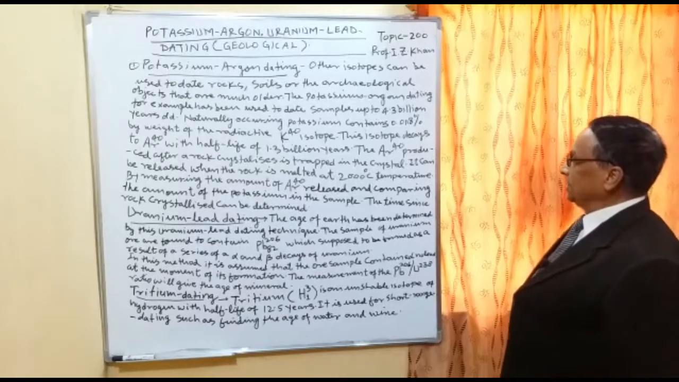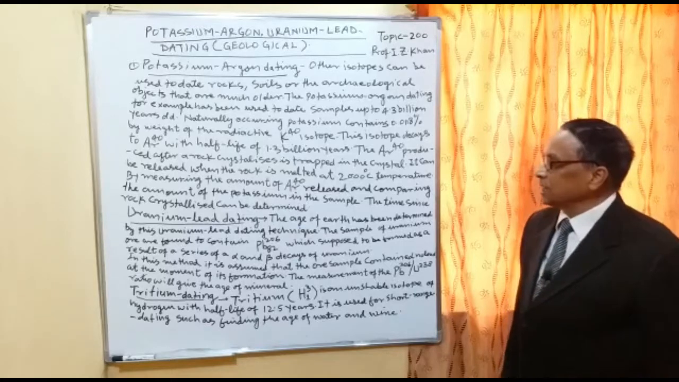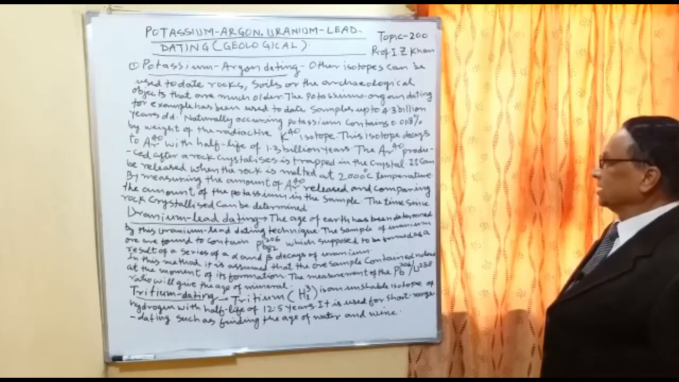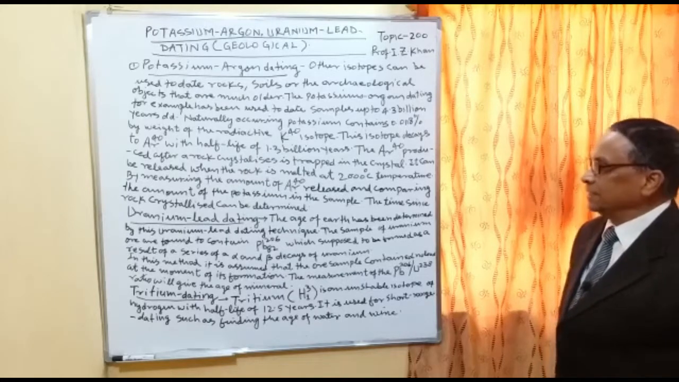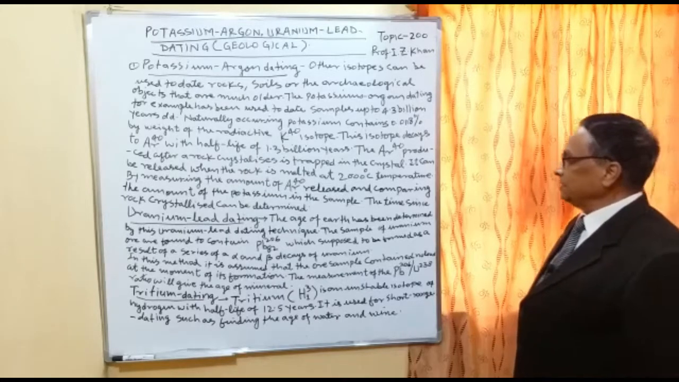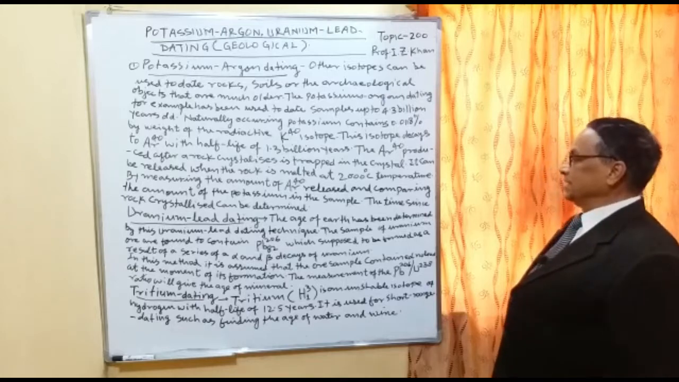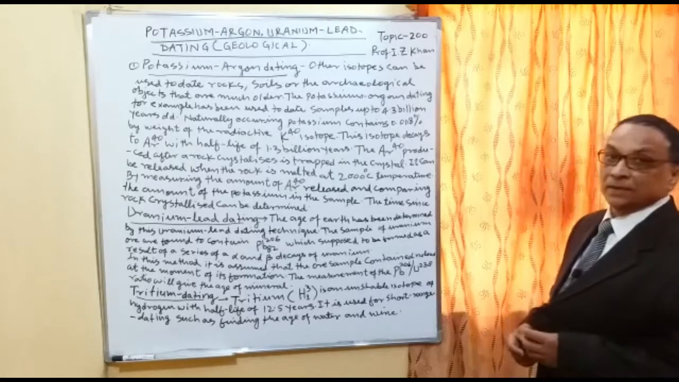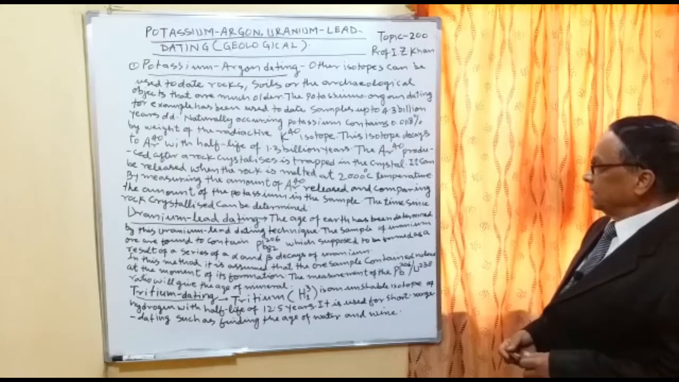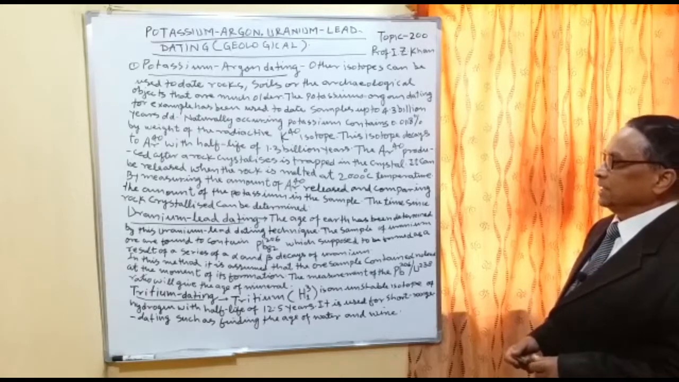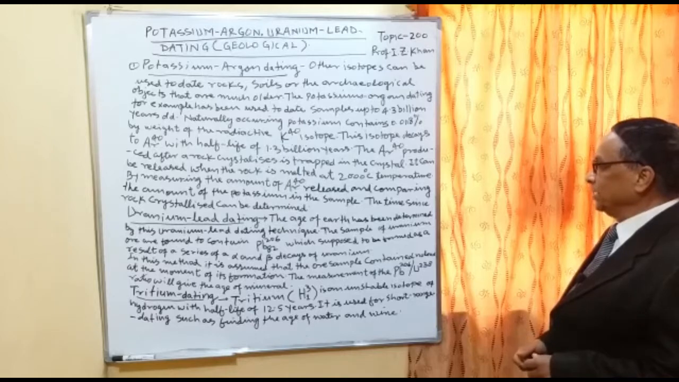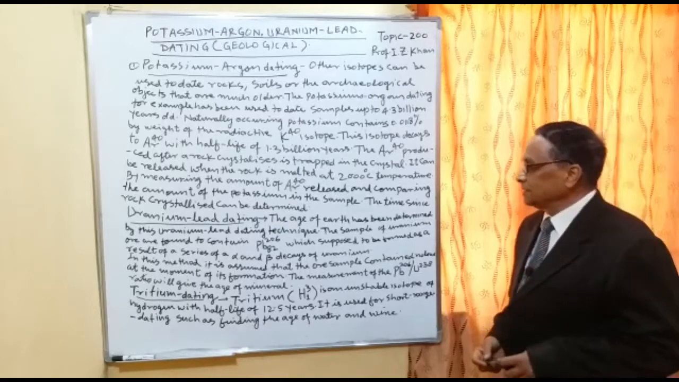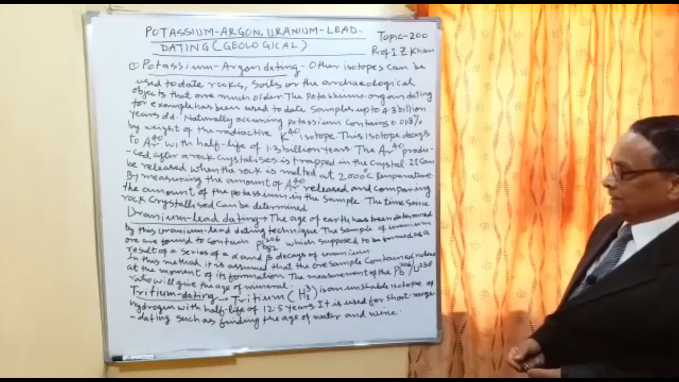The argon 40 isotope produced after a rock crystallizes is trapped in the crystal. It can be released when the rock is melted at 2000 degrees centigrade. By measuring the amount of argon 40 released and comparing it with the amount of potassium in the sample, the time since the rock crystallized can be determined.